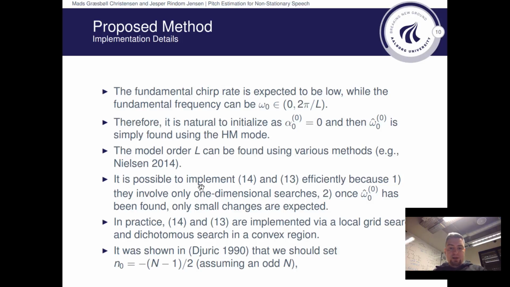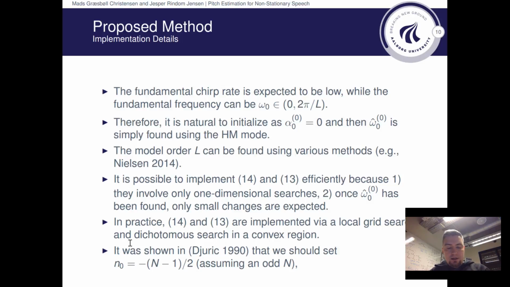Now, it's possible to implement the iterative method on the previous slide because they involve only one-dimensional searches, so that's relatively easy, even though there are nonlinear problems. And secondly, once the fundamental frequency has been found, then only small changes are expected. I'll show you an example of a cost function later to show you why that is. The way we do this in practice is that we do a local grid search in the area that we're interested in, and then we do a dichotomous search in a convex region to get refined estimates.